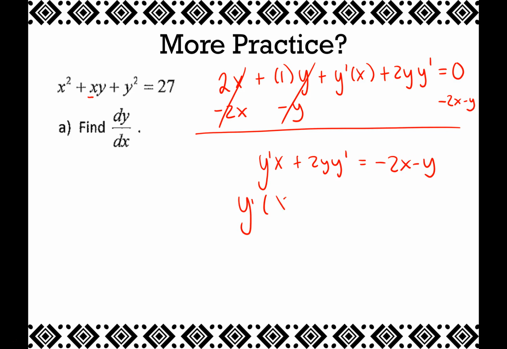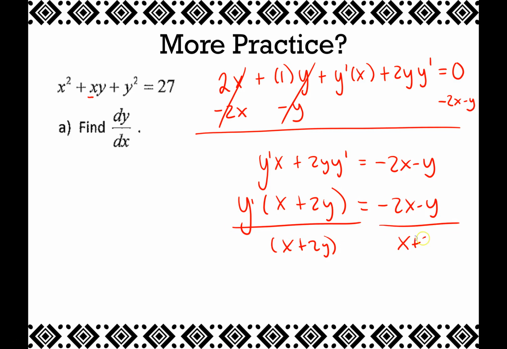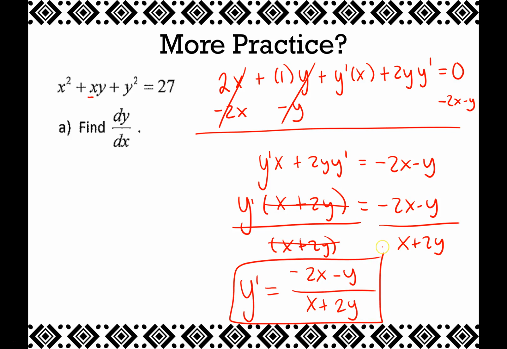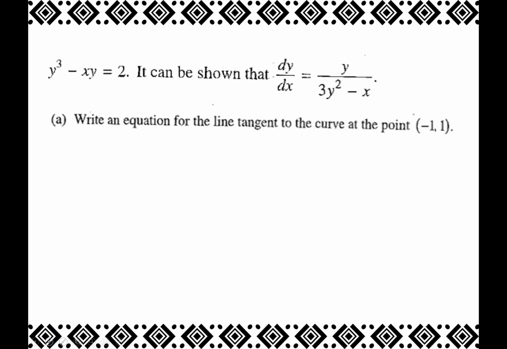Pull out a y prime, and I'm left with x plus 2y. Divide by the x plus 2y. And I've got my final answer of y prime, or dy dx, equals negative 2x minus y over x plus 2y. Are these getting easier? I'm hoping that they are.